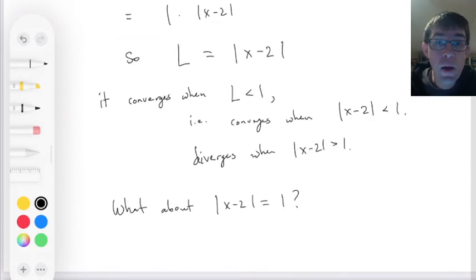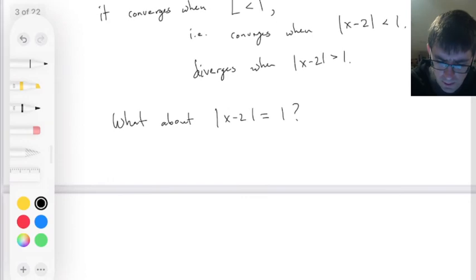What about absolute value x minus 2 equals 1? Well, the ratio test is inconclusive when L equals 1. So actually this question cannot be answered by the ratio test. There are actually two different possibilities for this. Can we solve for x here? What about when x minus 2 in absolute value equals 1?